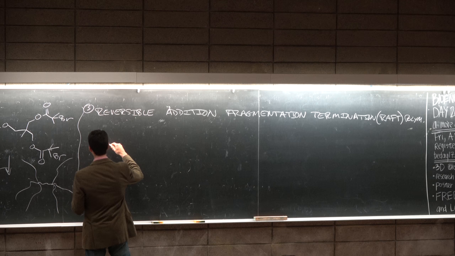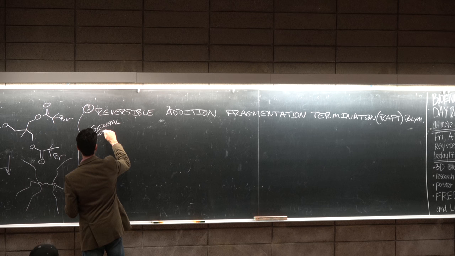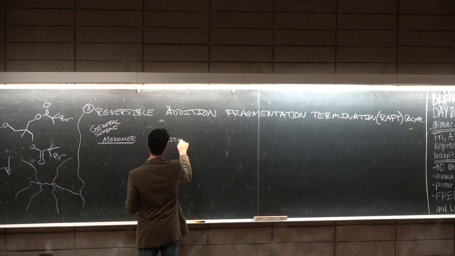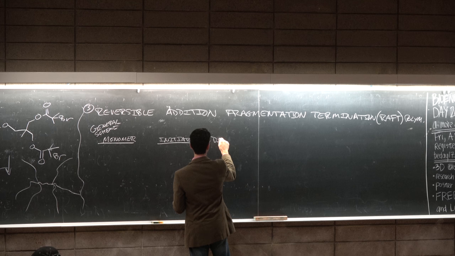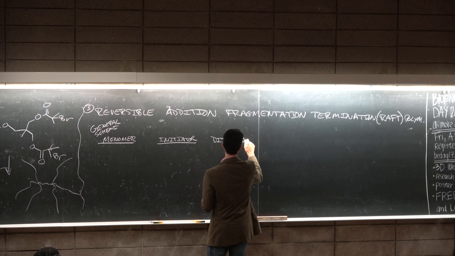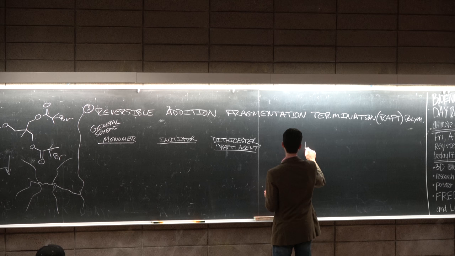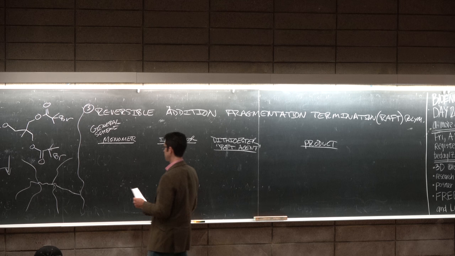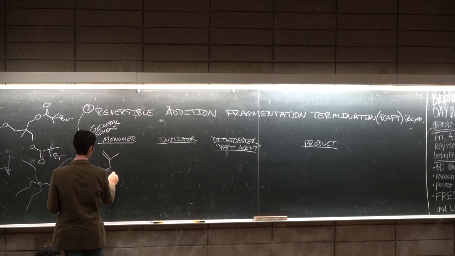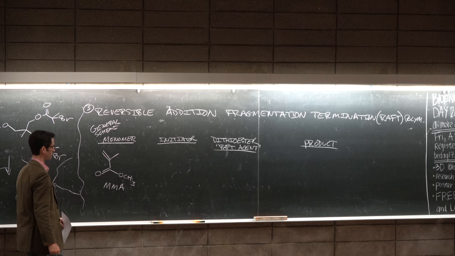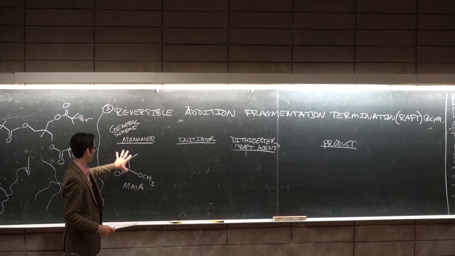So the general scheme has a monomer, an initiator, a dithioester, and this is called the RAFT agent, and the product. So let's say that we are polymerizing this guy, which is methyl methacrylate, MMA. And polymethyl methacrylate, PMMA, is also known as Plexiglas.